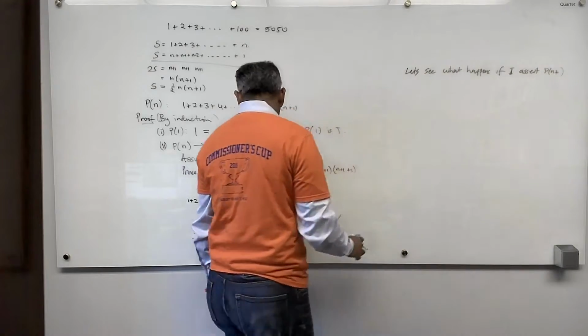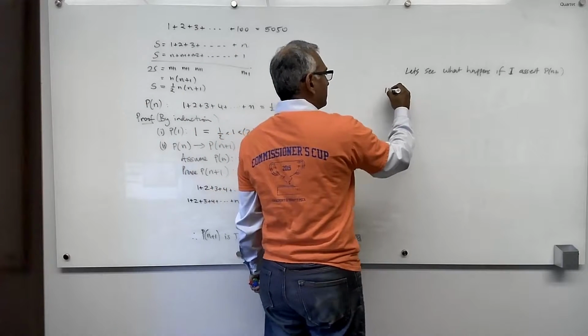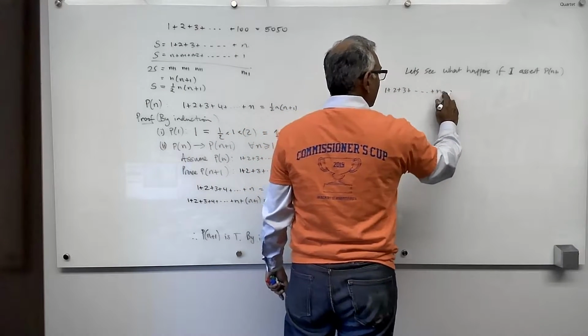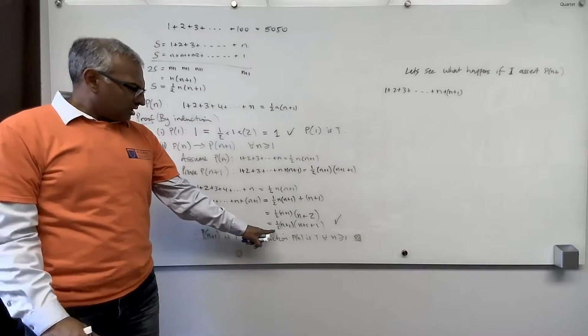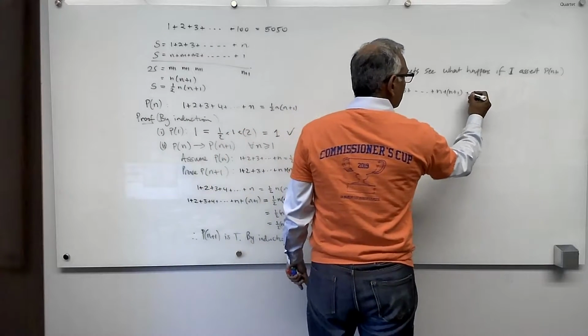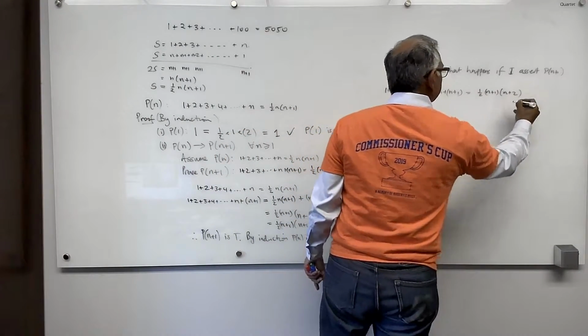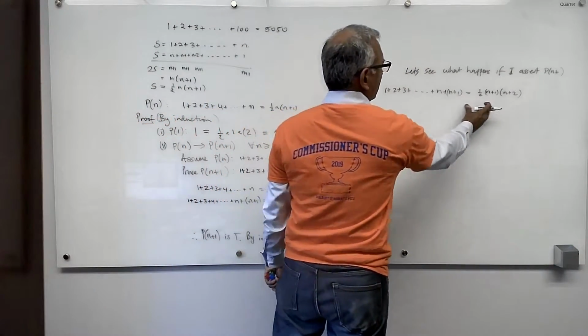So what am I asserting? I'm claiming as if it's true, the sum up to n plus 1, 1 plus 2 plus 3 plus up to n plus 1, is equal to 1/2 (n plus 1)(n plus 2). Then, let me subtract n plus 1 from both sides.